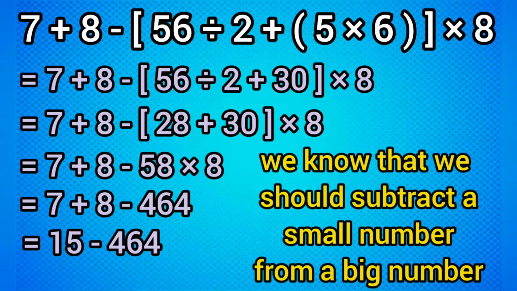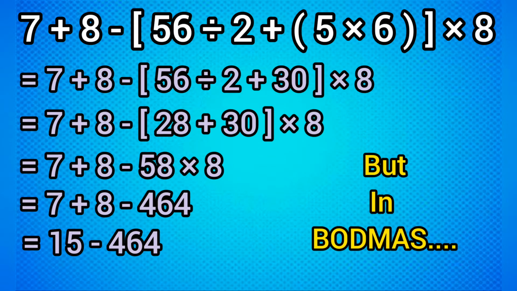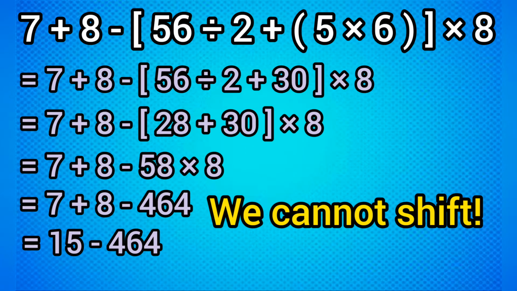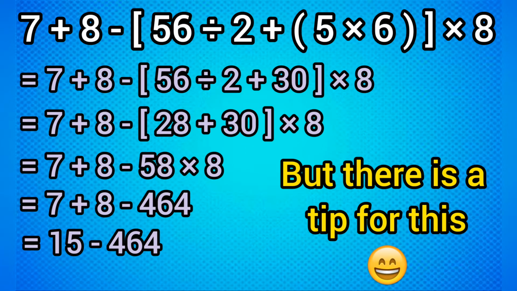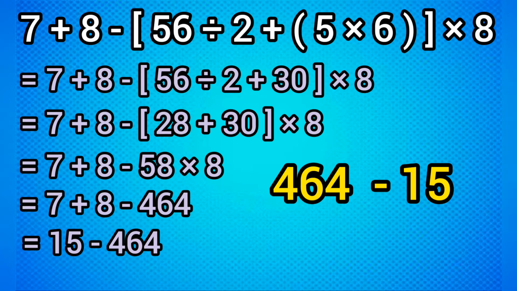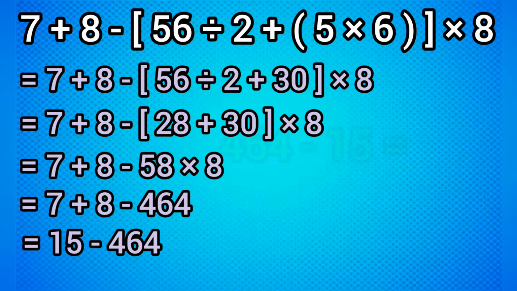Okay, we know that we should subtract a small number from a big number. But in BODMAS, even though we have to subtract a big number from a small number, we cannot shift. But there is a tip for this. Just for solving, subtract 15 from 464, which is 464 minus 15. No need to write down. This is just for solving.